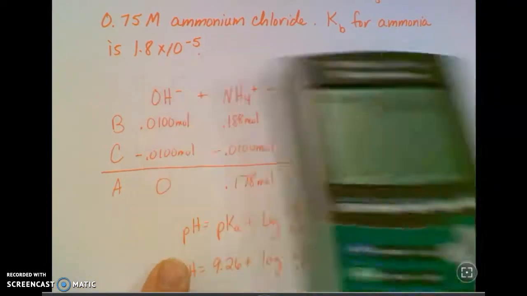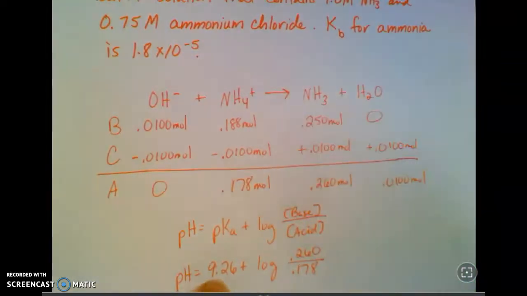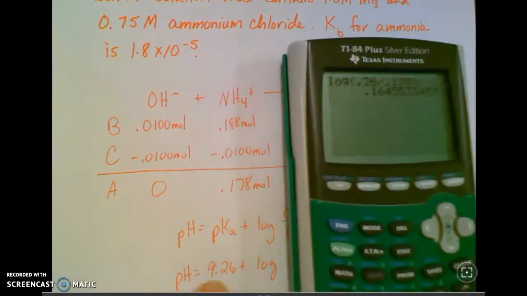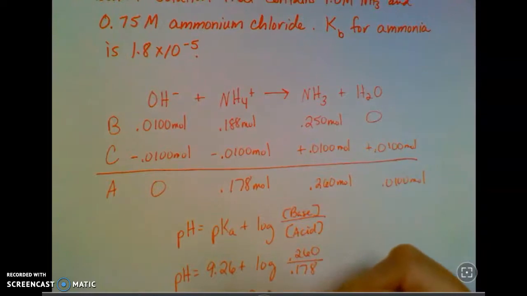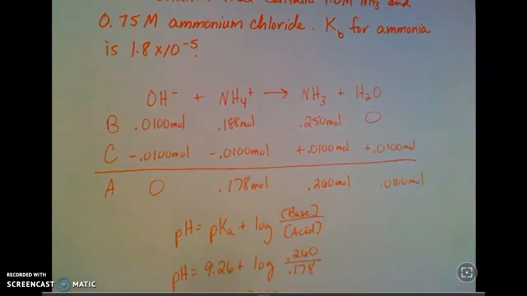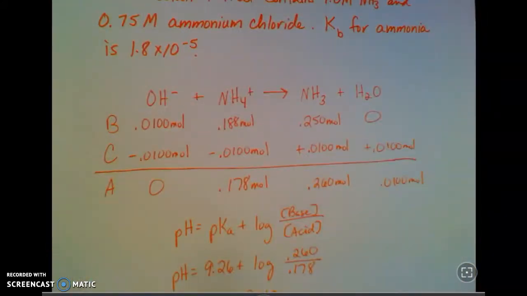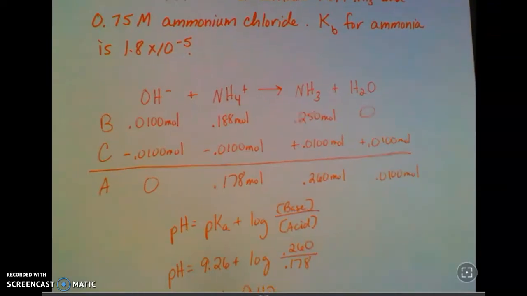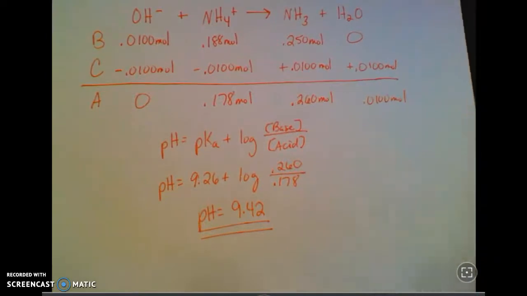Which is 0.164. I'm going to add that to 9.26, and I get 9.42. And so our original pH was 9.38. I've added base, it's gone up to 9.42. So another change of about 0.04.